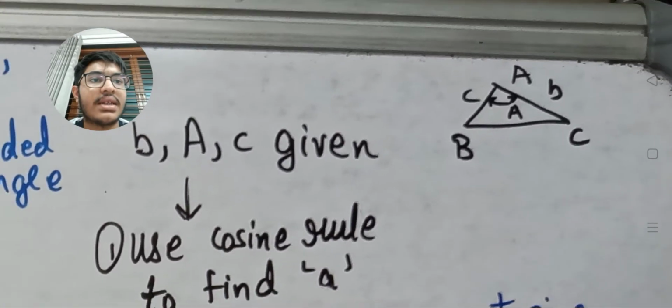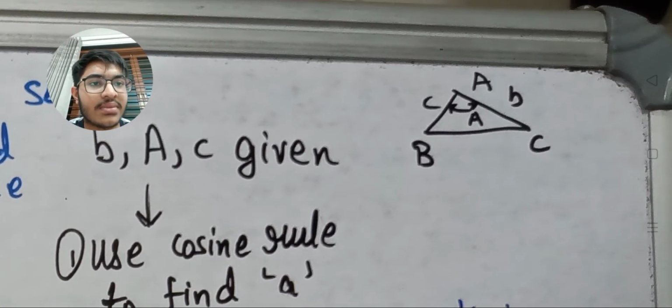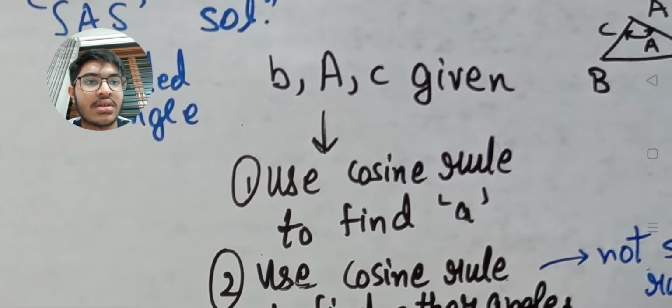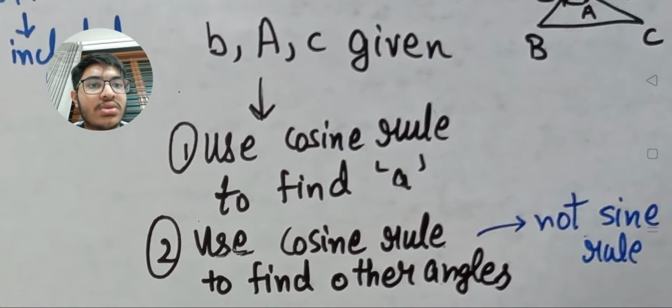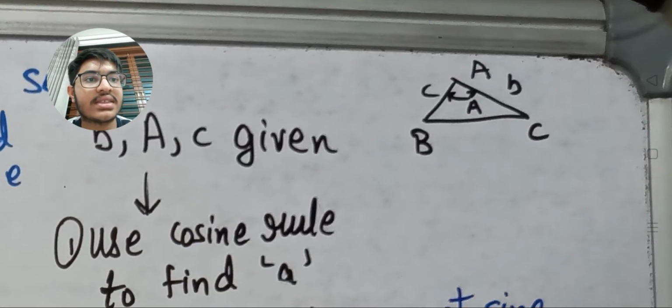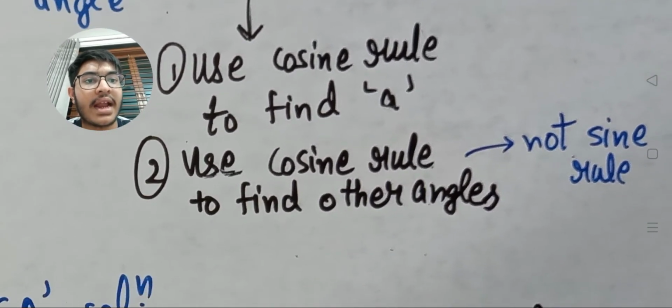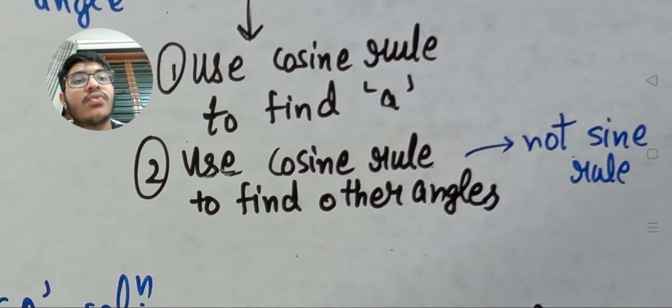For example, let's see in this triangle ABC, the angle A which is given is between the sides C and B here. So when this is given, we can use the cosine rule to find the side length A, which is BC here. And once we get that side length, we will use cosine rule to find other angles.